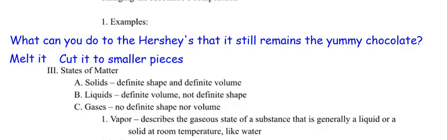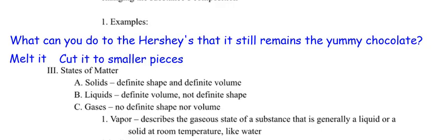If you were to put a chunk of Hershey bar in a graduated cylinder, it retains that same shape. If you put the liquid Hershey bar that you melted in a graduated cylinder, it's going to take the shape of that graduated cylinder. Now, what about gases?